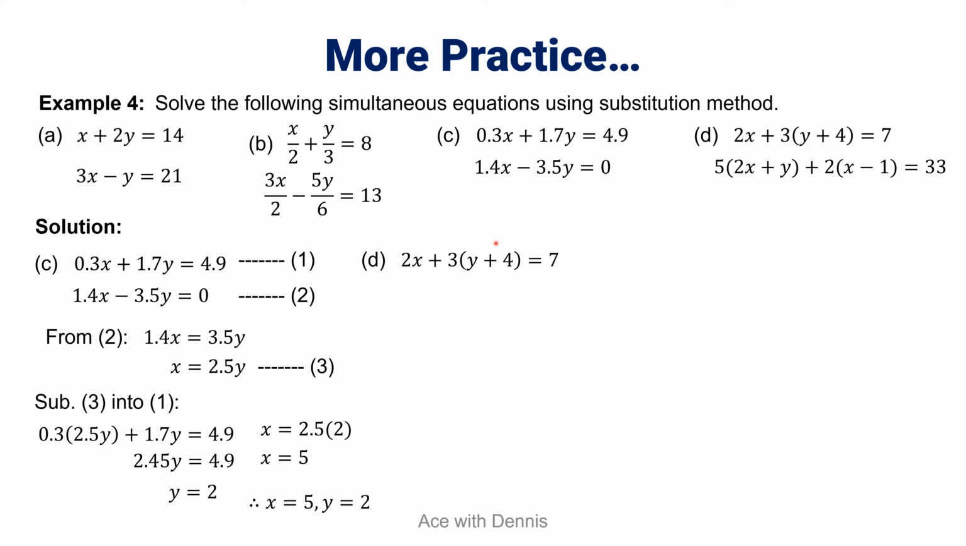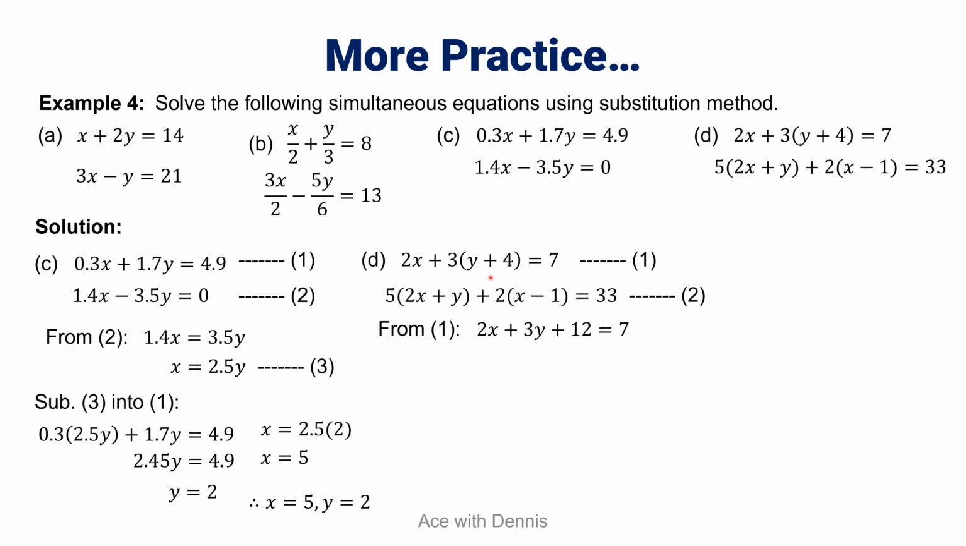Okay, then for D, 2x plus 3 bracket y plus 4 equals 7, and 5 bracket 2x plus y plus 2 bracket x minus 1 equals 33. So this is my first equation, this is my second equation. From the first equation, I have to expand the bracket and simplify. So I will have 2x plus 3y plus 12 equals 7, hence 2x plus 3y equals negative 5. Then from here, I make y the subject: y equals negative 2 over 3 x minus 5 over 3. I label this as equation number 3.